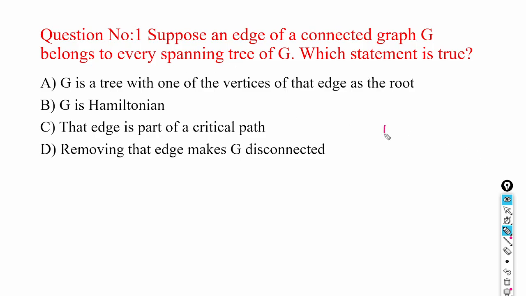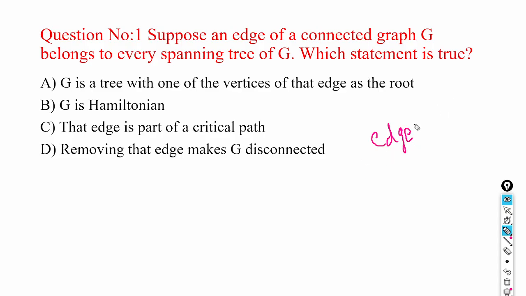It has exactly n minus 1 edges. How many edges are there? N minus 1 edges, where n is the number of vertices. For example, if there are four vertices, 4 minus 1, then how many edges are there? 3 edges. Now what does the question say? One edge belongs to every spanning tree. This means the edge is compulsory in a spanning tree.